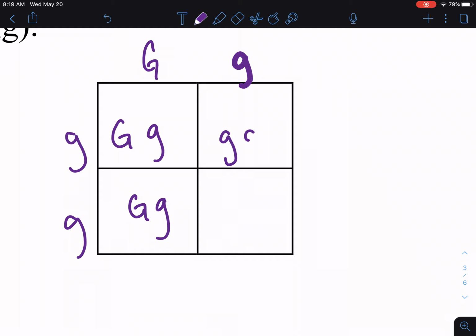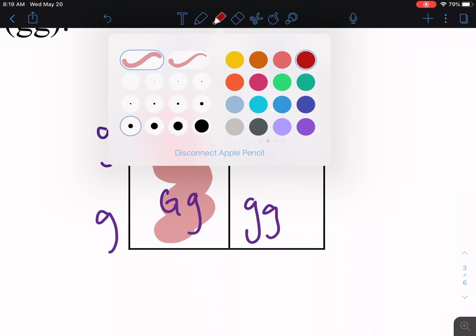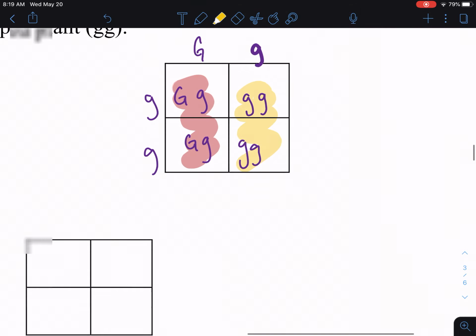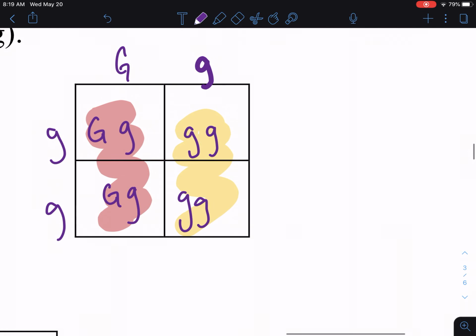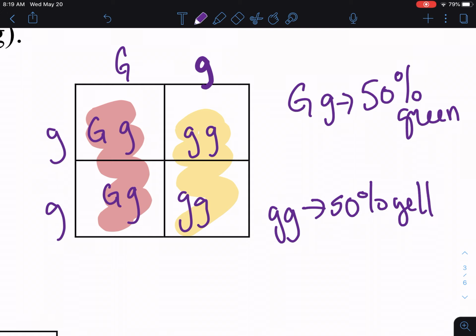Now we're going to do this one and this one. So we'll have little g, and then again, this one and this one, little g. Okay, so we have reds, 2 of those, and yellows, 2 of those. Let's write it right here to the side. So we have big G, little g, 50% green. We have little g, 50% yellow. So when these parent plants cross-pollinate and make new plants, half of them will be green and the other half will be yellow.